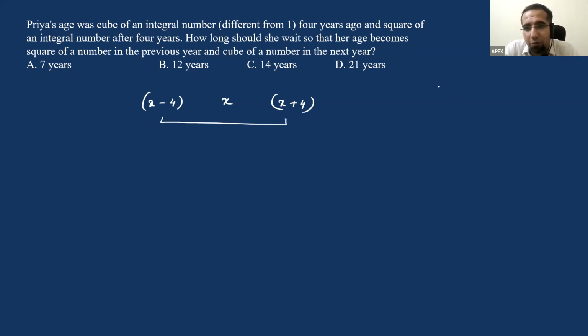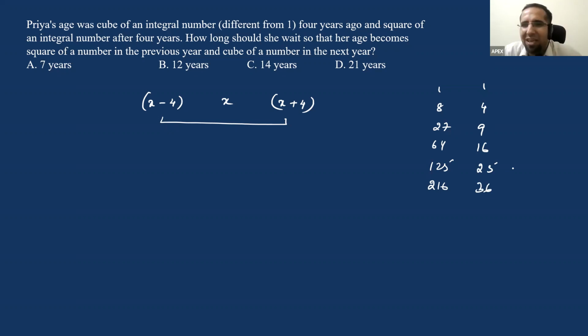Let's write the cubes. We know the cubes, right? 1 cube, 2 cube, 3 cube, 4 cube is how much? 64. 5 cube is 125, 6 cube is 216. Let's stop here because age does not go beyond 100 ideally. Okay. So 1 square is 1, 2 square is 4, 3 square is 9, 4 square is 16. Clear? 5 square is 25. 6 square is 36.